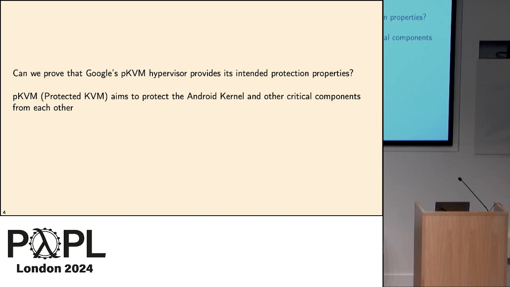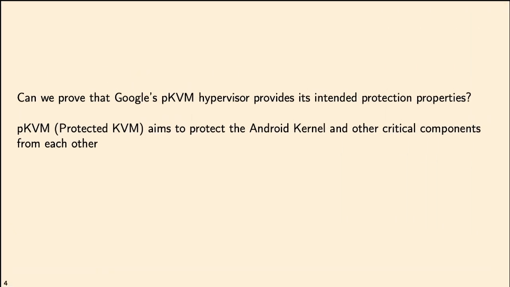For example, PKVM. What is PKVM? A protected KVM is a hypervisor that Google has been building for the last couple of years and still is, with a bunch of people in King's Cross, not very far from here. The idea is that this will protect the Android kernel and other critical components from compromises, especially kernel compromises, after boot. Kernel compromises are not that uncommon, so people really care about this.